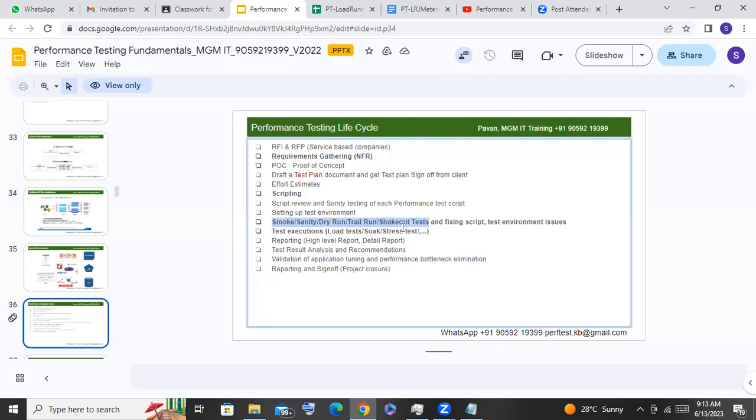One more benefit is with a small user load. While doing the scripting, we might put in only one or two users, so we would not test the complete environment. But at the level of smoke test, we would put in a multiple-user load, and with a small user load, the application would be tested to start with. Clear, guys?